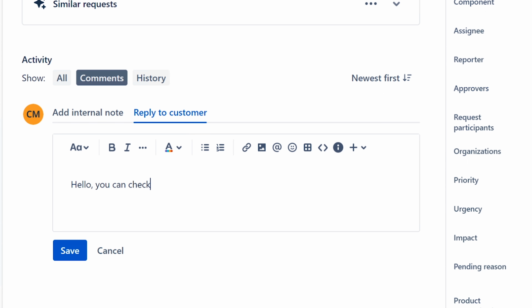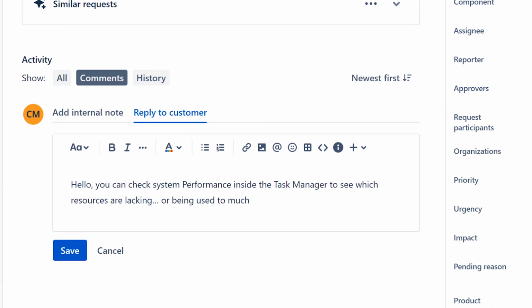Hello. You can check system performance inside the task manager to see which resources are lacking, I guess, or being used too much, i.e. in this example, CPU usage, RAM usage, and etc.